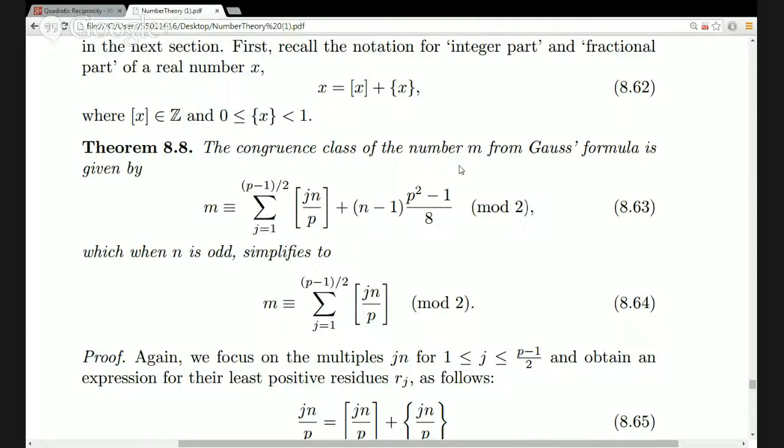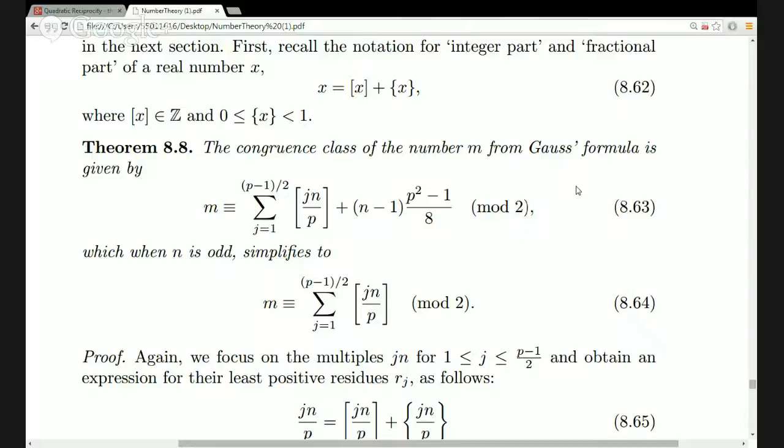So this is a formula. It's a formula for m modulo 2. So it's telling you whether m is congruent to 0 or 1 modulo 2. And that tells you whether m is odd or even. So the even numbers are congruent to 0. The odd numbers are congruent to 1 modulo 2. It tells you what m is, and it relates it to this interesting sum here, which is the sum of the floor of j times n over p.